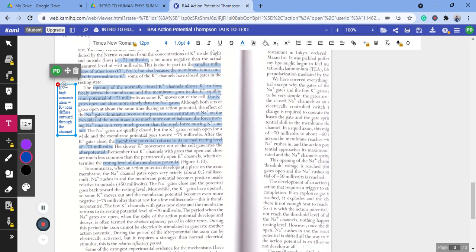And since there is a bit of delay in the potassium channels compared to the sodium channels, because of the delay in the opening of K plus channels, they open at about the same time that the sodium channels are closing because of inactivation.